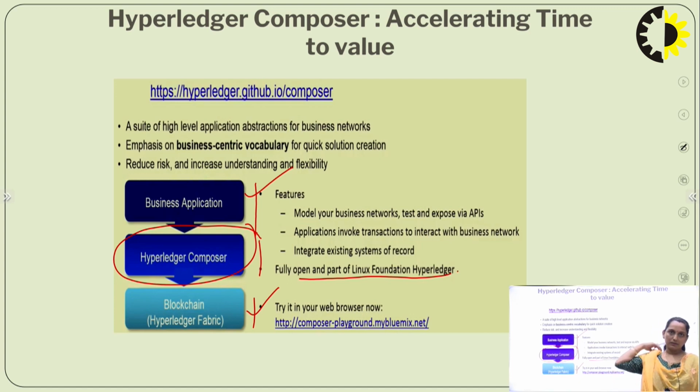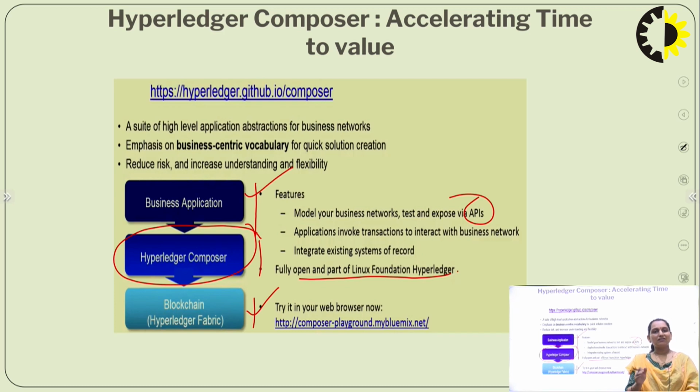They are modeling the business network, and you can test and explore it by using our APIs. An application invokes the transaction in a business network, and then they are using Hyperledger Fabric, and you have to make the transaction reliable.